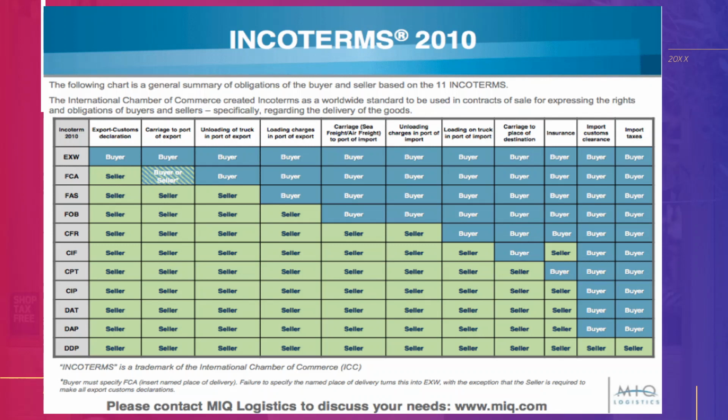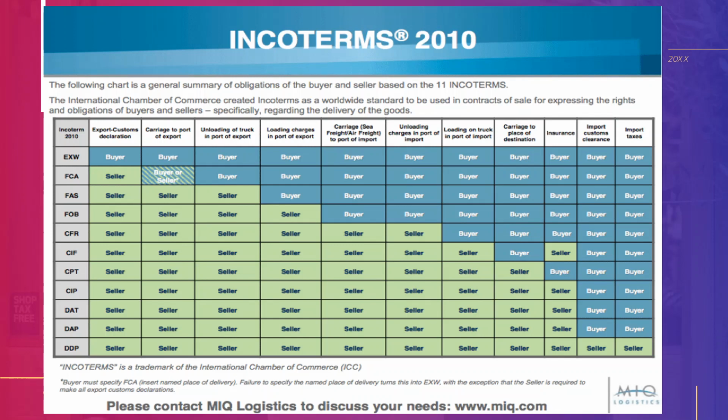FAS. It is like export clearance, then carriage and unloading of truck, import or export, that is required, right? That also will be done by the seller. The rest, everything has to be borne by the buyer.